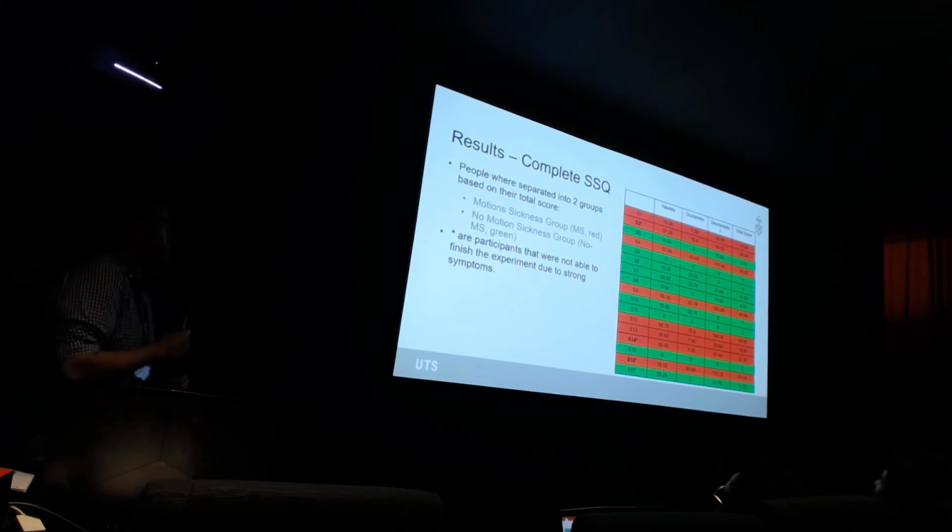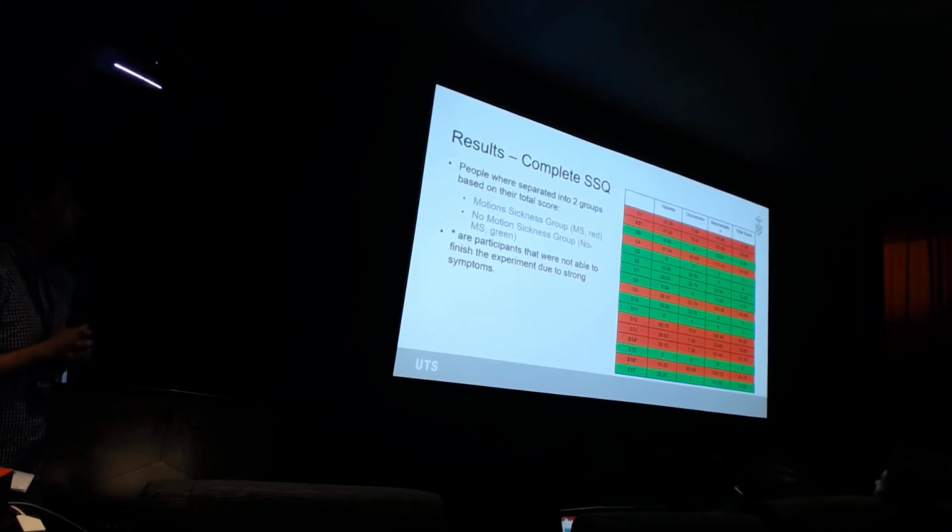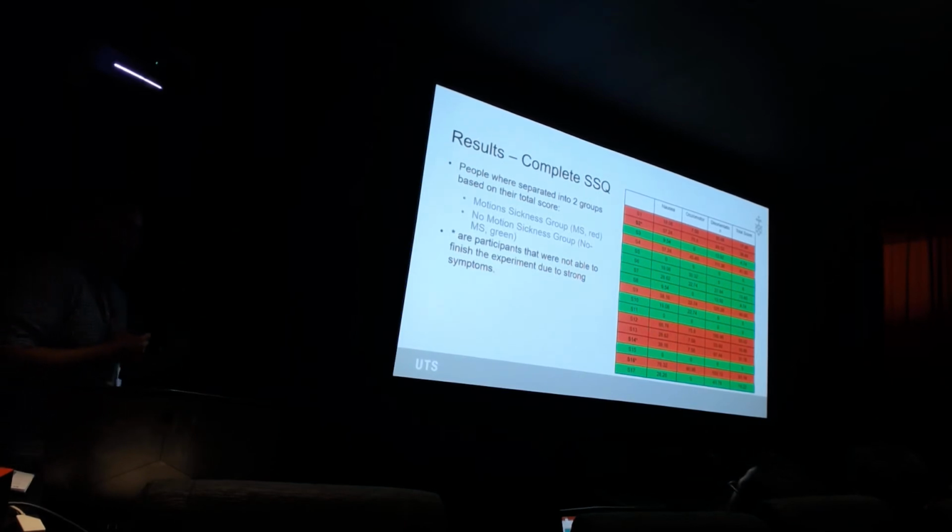So here are my results. The first I'm going to show you is the simulator sickness questionnaire at the end of the experiment. The people in red are the people that, according to the questionnaire, were motion sick. And the people in green are the ones that did not suffer any motion sickness during the experiment. I'm going to use this color scheme for the rest of the results, just so you know.